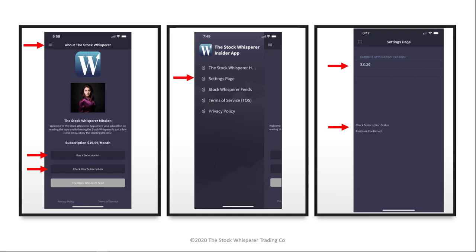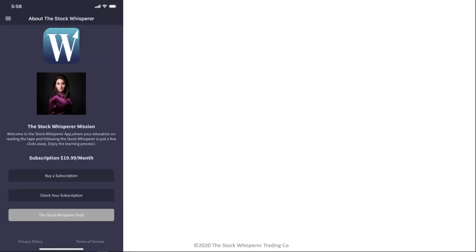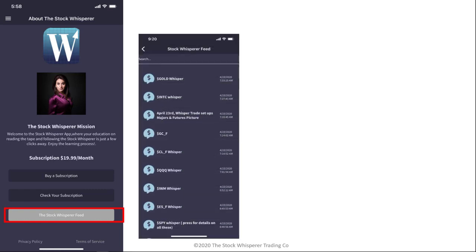All right, so the next step is to go to the Dark Pool Stock Whisperer feed. So if you press on the Stock Whisperer feed, you will get all of my notifications right here. Now, if you're not seeing the last one, which is happening right now until we fix it, it will refresh automatically. But right now, you have to swipe down with your finger. Okay, and you'll get the latest notifications instantly.